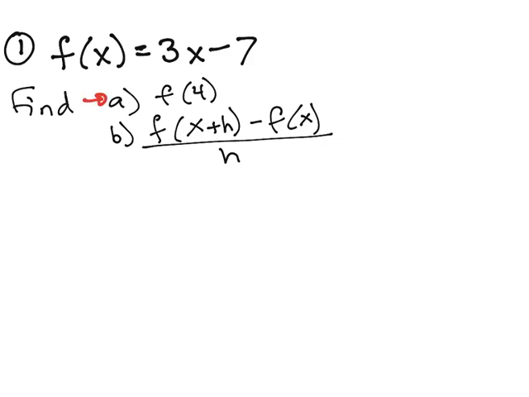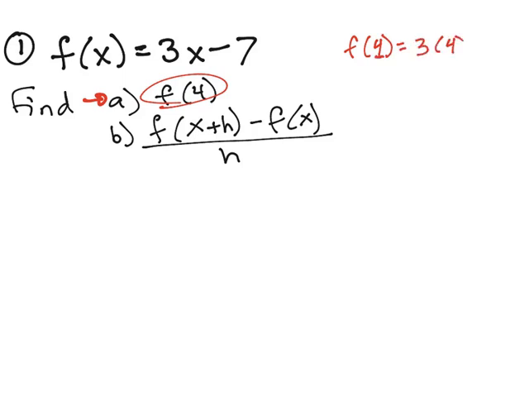So in 1A, we really are just practicing function notation. What does it mean if we have f of 4? And this is vital because you have to understand how function notation works to be able to properly apply the difference quotient. So with f of 4, the input, what we plug in for x, is 4.